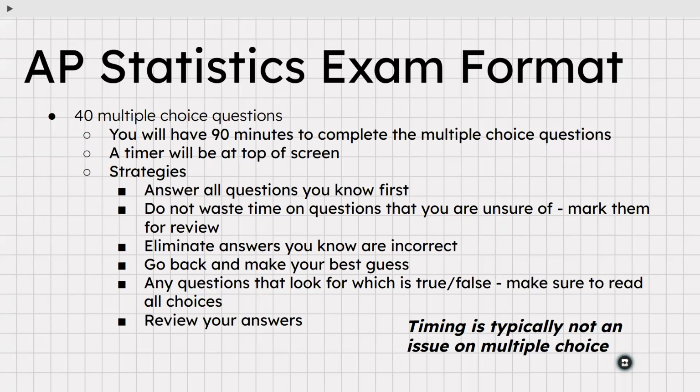You should never leave a question blank. Yes, you get credit for questions right. You don't lose points, you only gain points.